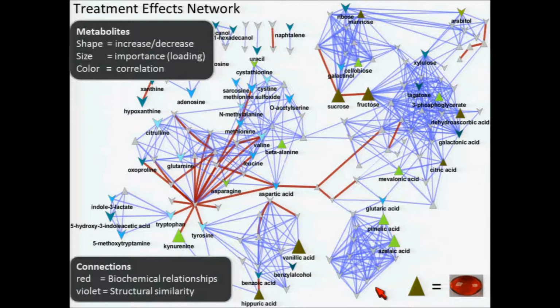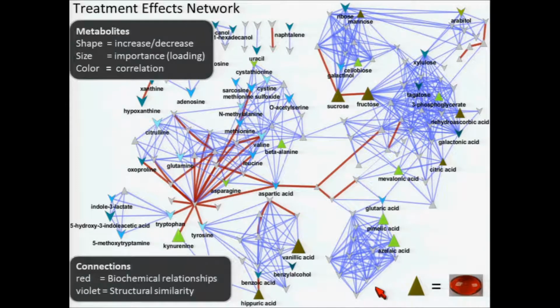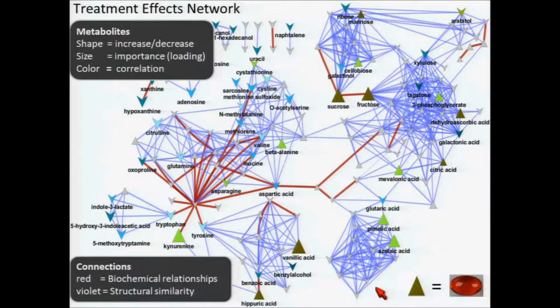Now in this network, the size of each shape, each metabolite, is actually the loading of the model. Visually, it just makes the nodes bigger. It draws your attention: these are more important, you should look at these first. The shape is telling you, did it increase or did it decrease after your treatment? And finally, the color. This is the empirical edge. These are the things which move up and down together, what is correlated.